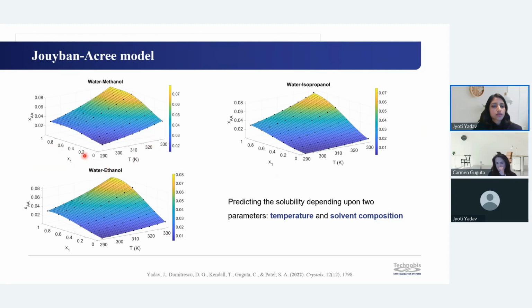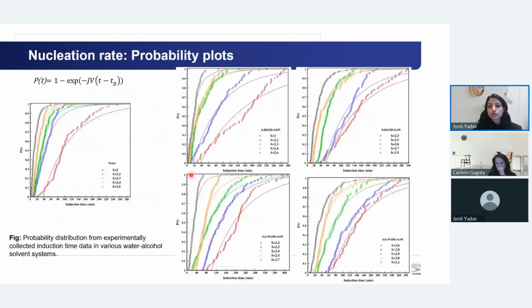Now, coming to the nucleation rate, these probability plots are generated by the Crystal 16 software using the equation and procedure as explained earlier in different solvent systems. Each curve represents one supersaturation. The probability curve first increases sharply and then flattens as it approaches 1. At higher supersaturation, the induction time was less, which indicates that at higher supersaturation, crystals were formed quickly and easily. And from these curves, the nucleation rate J and growth time Tg were calculated by curve fitting.